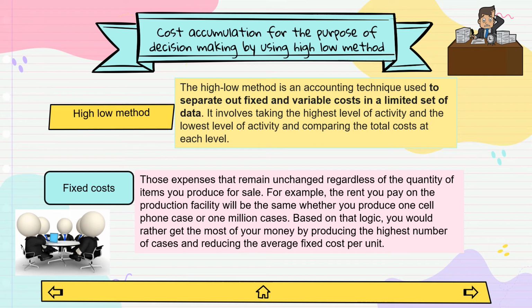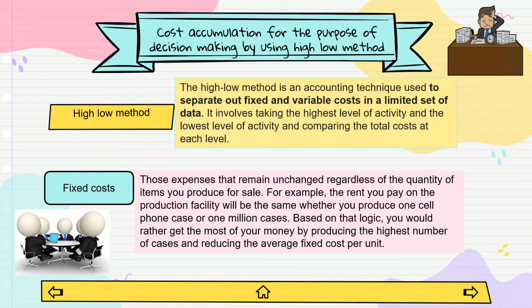Cost accumulation for the purpose of decision making by using the high-low method. So what is the high-low method? The high-low method is an accounting technique used to separate out fixed and variable costs in a limited set of data. It involves taking the highest level of activity and the lowest level of activity and comparing the total cost at each level. So the high-low method is used to separate fixed and variable costs.